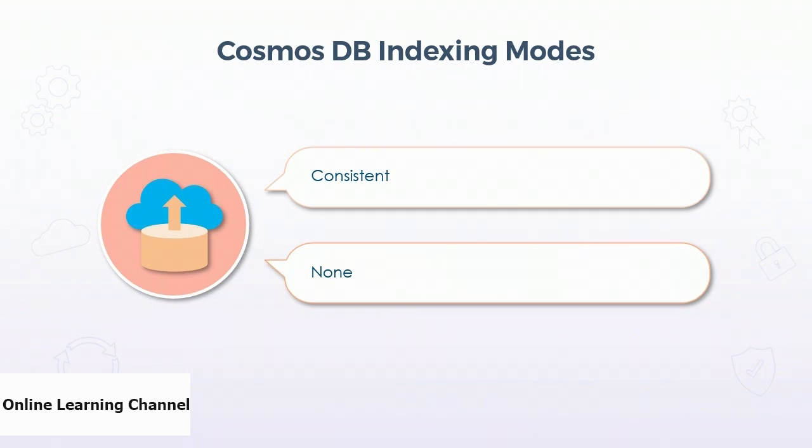Azure Cosmos DB also supports a lazy indexing mode. Lazy indexing performs updates to the index at a much lower priority level when the engine is not being used. Changes to the index happen asynchronously using a background process.